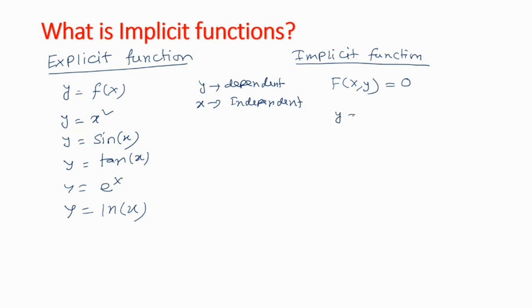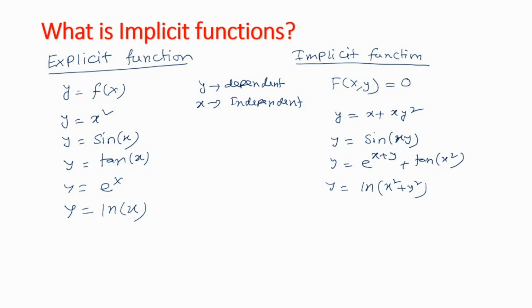For example, say y equals x plus x y square. Here if you put the value of x, you will not get directly the value of y, you will get a new expression of y. So this type of form is known as the implicit function. Let's see more examples: y equals sin(xy), y equals e to the power (x plus y), y equals tan(x square), y equals ln(x square plus y square). So these are all implicit functions.